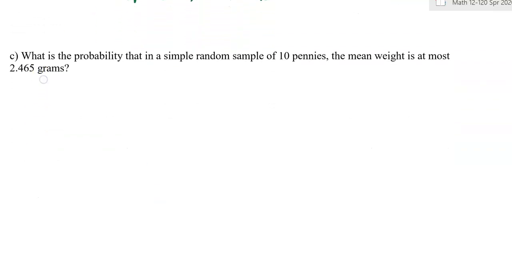Let's look at part C. What is the probability that in a simple random sample of 10 pennies, the mean weight is at most 2.465 grams? Right, let's read this part again. So now we're looking for a probability that in a simple random sample we have a sample of 10 pennies with a mean weight of at most 2.465 grams. So now we have a sample of size 10, and the problem is about the mean of those 10 pennies, so that means X bar, being at most. So at most has to be less than or equal to 2.465.